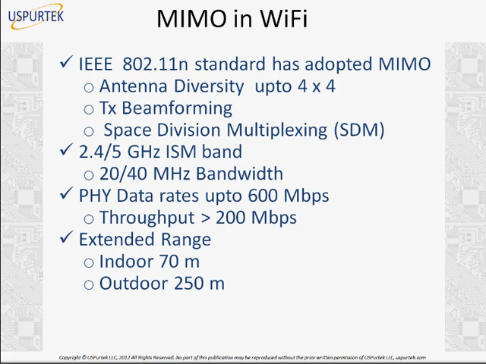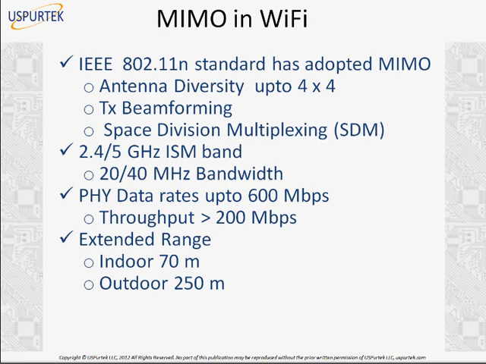You have space division multiplexing, and you have 2 bands, as some of you might already know: the 2.4 and 5 gigahertz ISM bands, and the bandwidth is 20 to 40 megahertz. Physical data rates can reach up to 600 megabits per second, whereas throughput is much more than 200 megabits per second. It also extends the range, because with a MIMO system you have more range now.